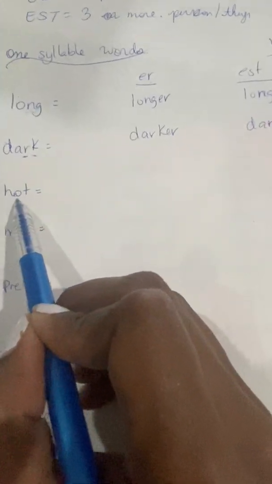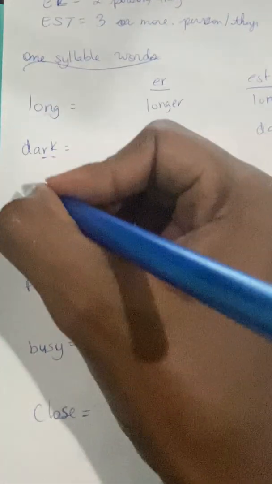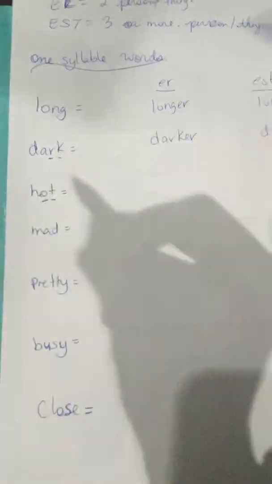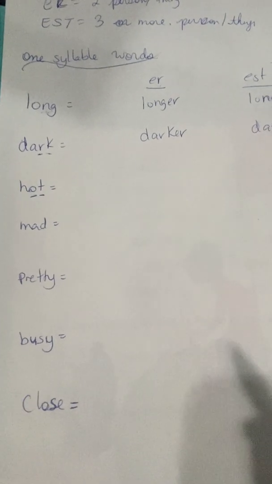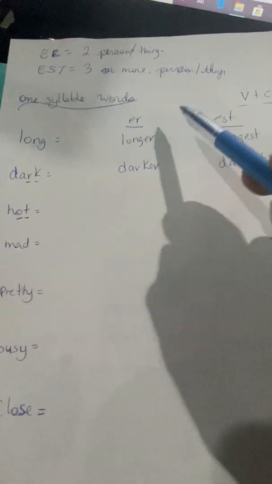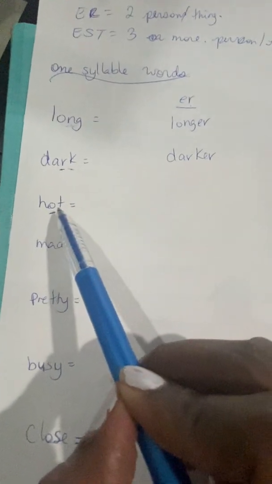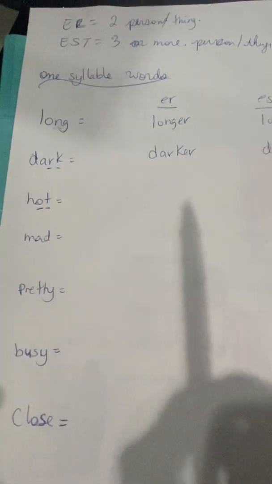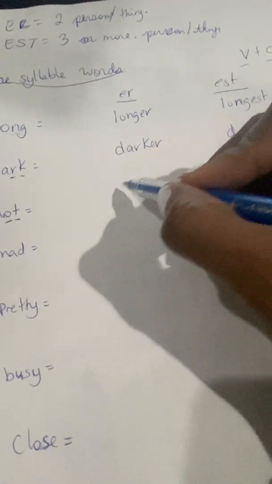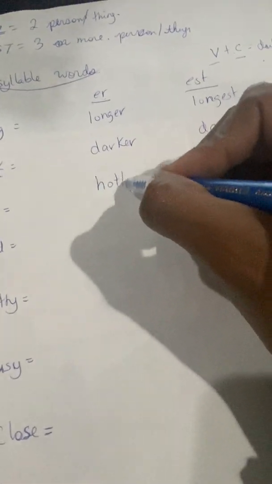Good. Now let's take a look at this word. Uh-oh. Is this a vowel? Yes, it is. A-E-I-O-U, and that's a consonant. It's ending with a vowel and a consonant. So we have to double the consonant and then add ER and EST. Double the last consonant. This is the last consonant, and then add ER or EST. So I'm going to go ahead and add hotter, hottest. So we double the last consonant.